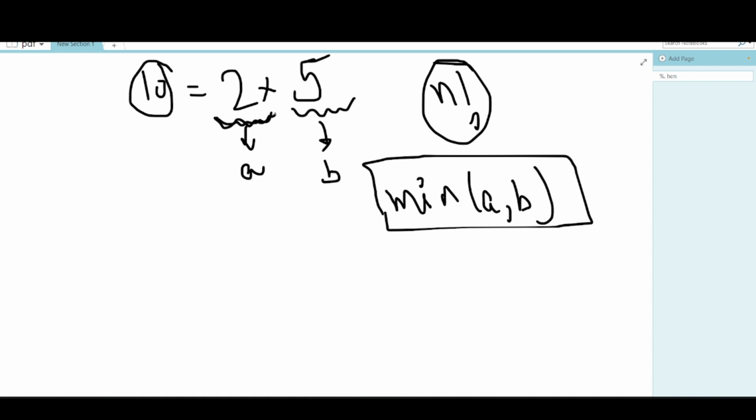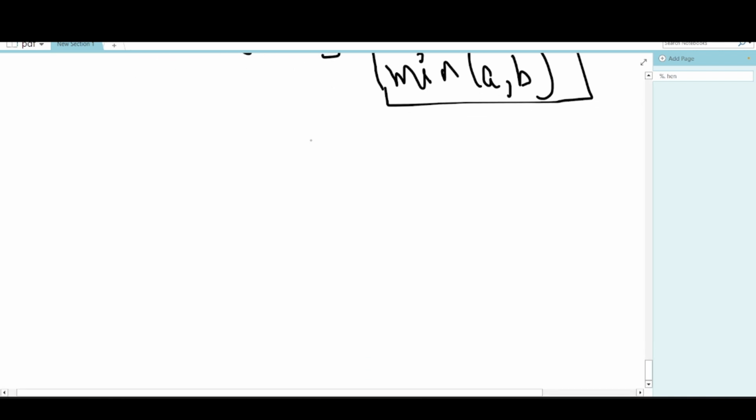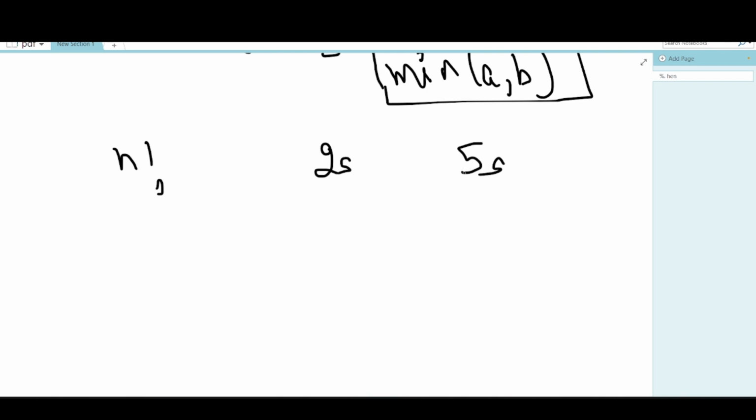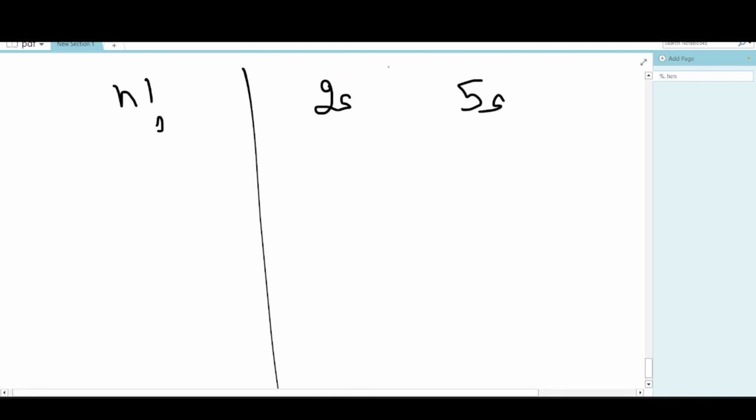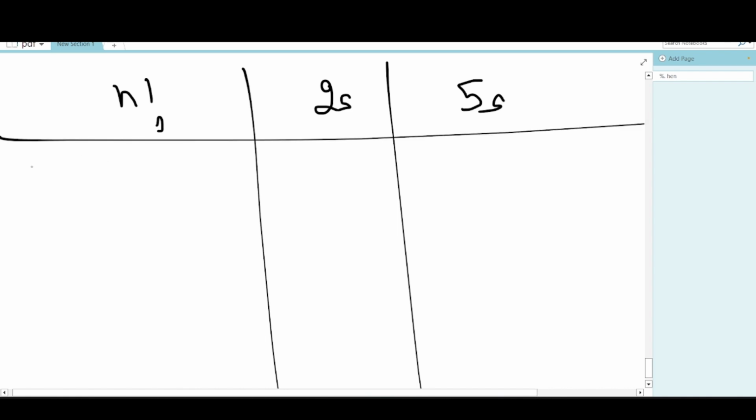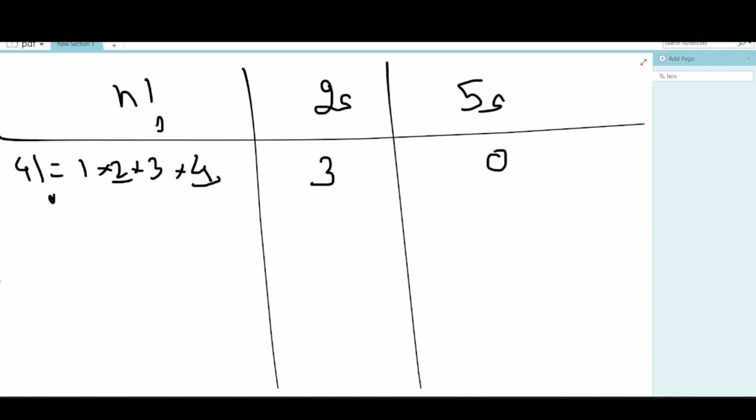Now to calculate the number of factors, before calculating, let me show you something. Here I will be writing n factorial, here the total number of 2's and the total number of 5's. Let's create this table. In 4 factorial, it is 1 into 2 into 3 into 4. So here I have 1, and from here 2. So totally I am having 3 factors of 2 and 0 factors of 5.